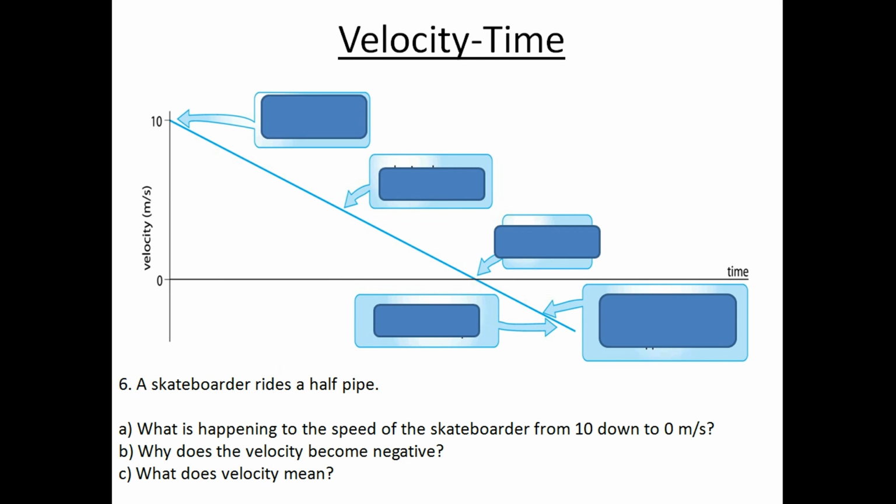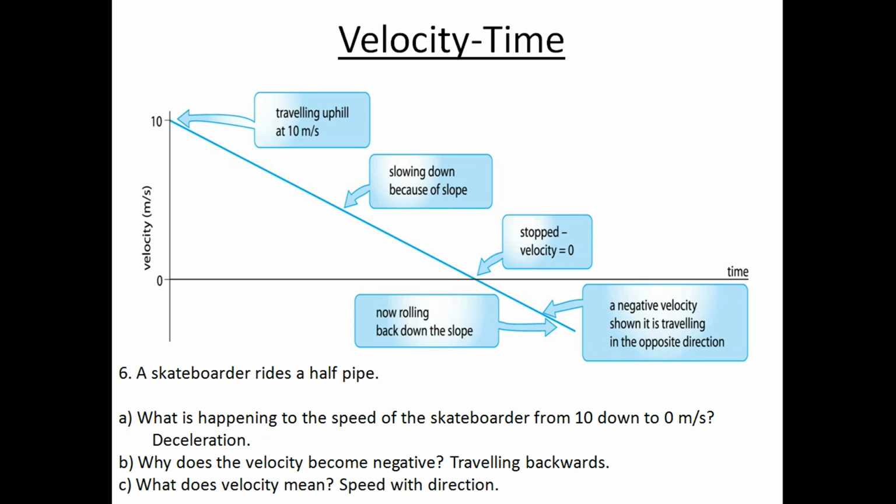A final one, the skateboarder rides a half pipe. What is happening to the speed of the skateboarder from 10 down to 0 meters per second? Why does the velocity become negative? And what does velocity mean? Okay, firstly, he is decelerating. Secondly, the velocity becomes negative because he is travelling backwards. What is velocity? It's speed with direction. Okay, we can now look at forces.